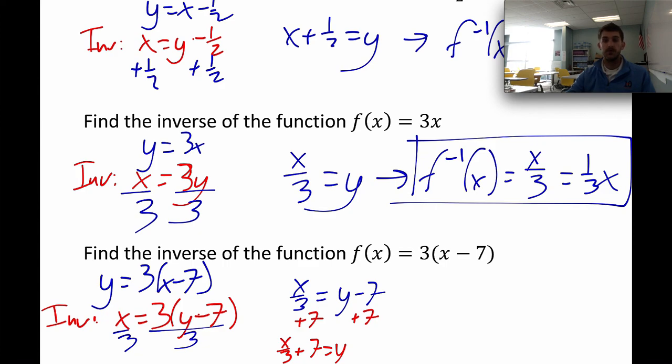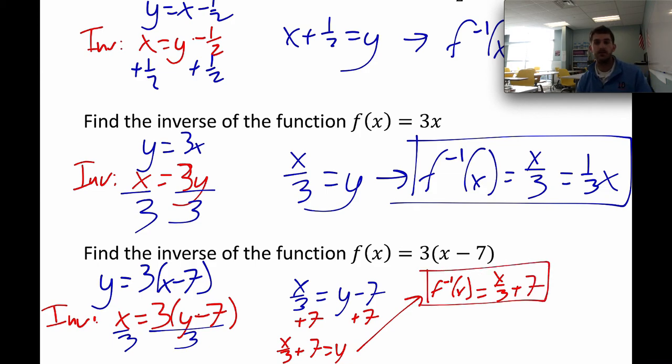Again, putting it in proper inverse notation, we're going to say f inverse of x equals x over 3 plus 7. And if you want to put it in slope-intercept form, we have f inverse of x equals 1/3 times x, then plus 7. So either of these answers is perfectly acceptable.